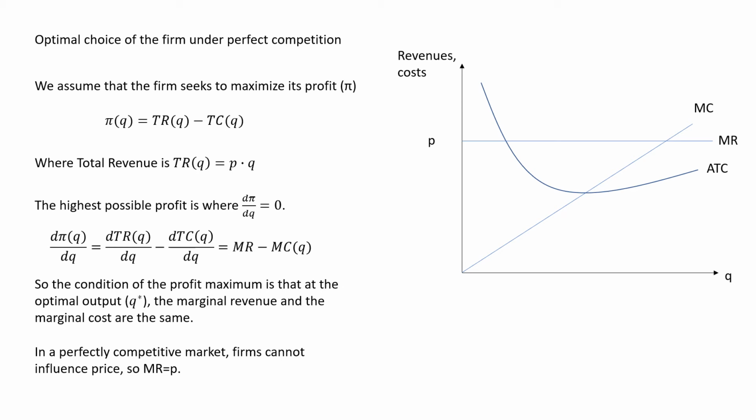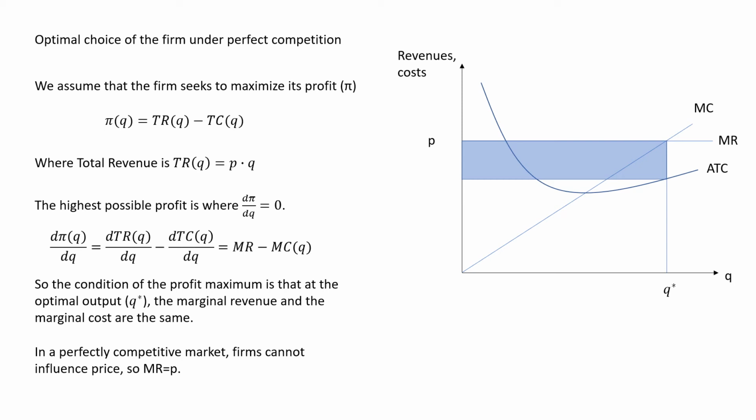The optimality condition tells us that we should choose Q star as our output, because at this point, price equals marginal costs. Now you can see that the marginal revenue is actually above the average total cost. This means that per unit it is possible to gain an economic profit. The total economic profit can be represented by the area of this rectangle. So as long as the price is above the average total cost, the firm will make a positive economic profit.